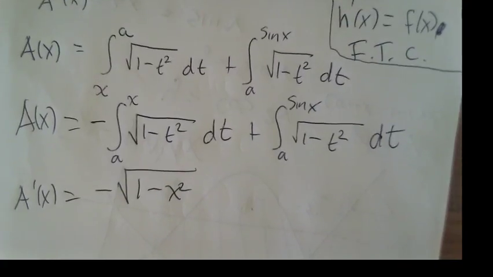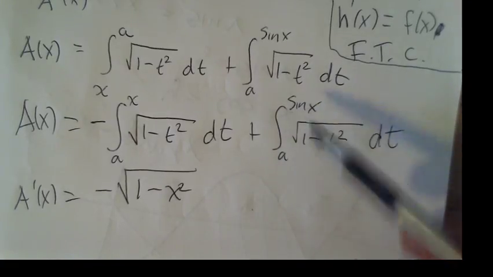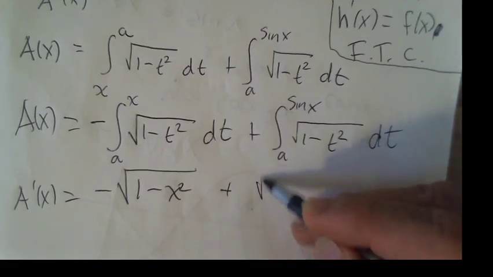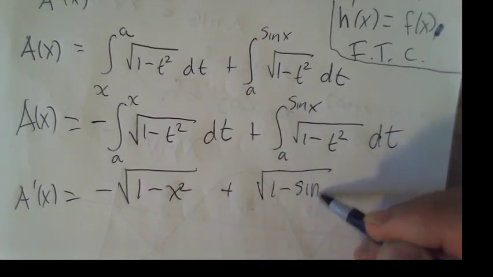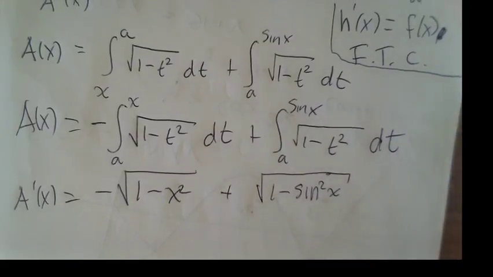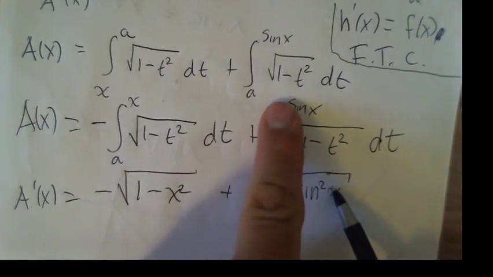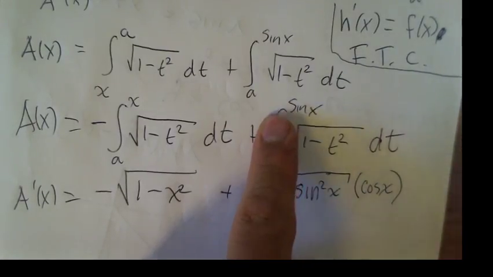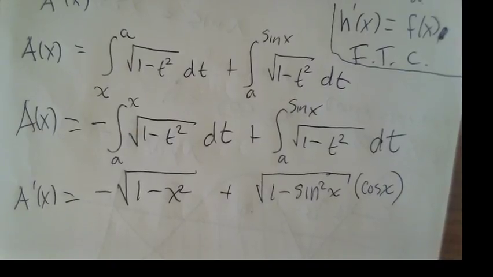Okay, now the next one is a little bit tricky. We have to remember that this is not just x, it's a function of x, so we're going to use our chain rule. Right? The chain rule is the first part, applying the rule as is, but again, taking the chain rule, the derivative of sine of x is cosine of x. So we'll get that. All right.